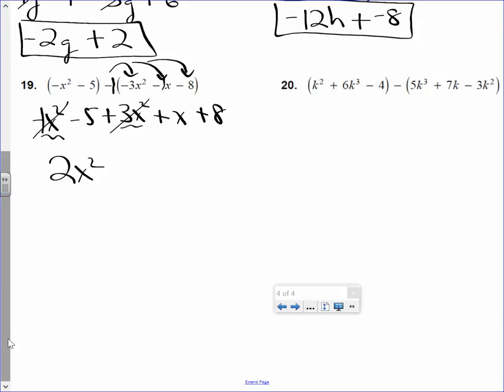Negative 5 plus an 8. So plus 3. And then I got a plus x. I can't combine the x with anything. But let's put it in standard form. 2x squared plus x plus 3. We're rocking and rolling.